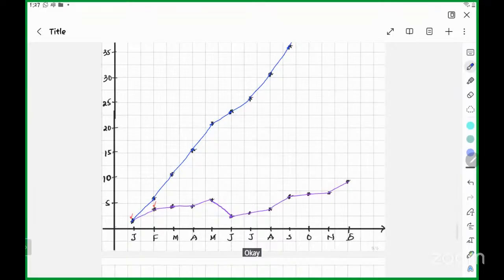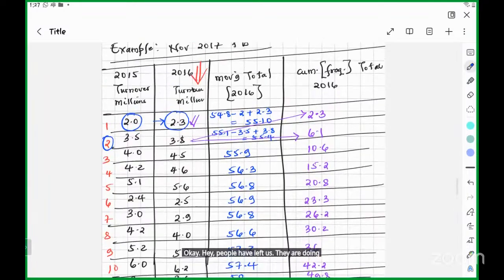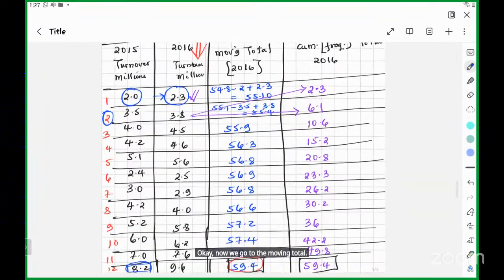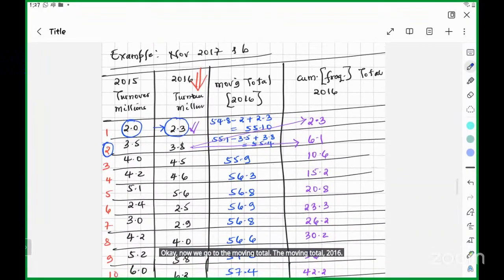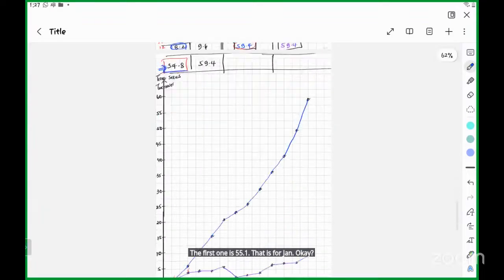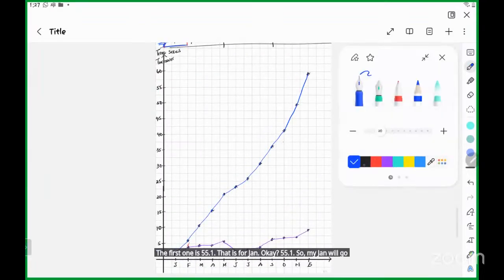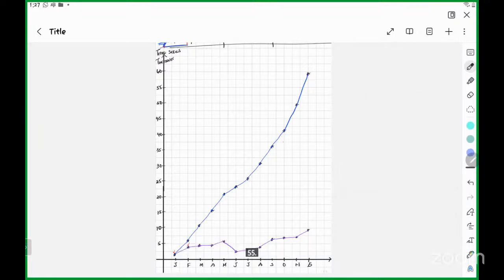Okay, people have left us. They are doing the moving total. Now we go to the moving total. The moving total 2016, the first one is 55.1. That is for Jan. So my Jan will go all the way. 55.1, around there.